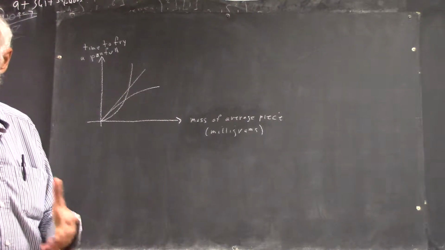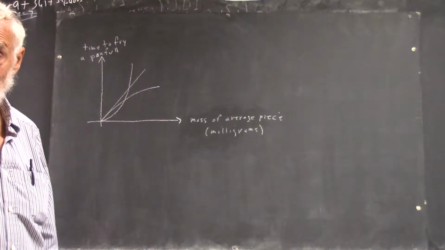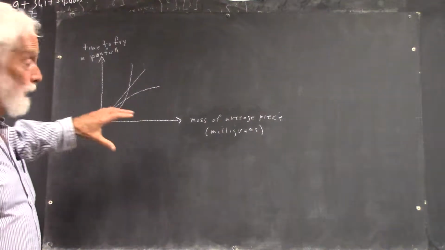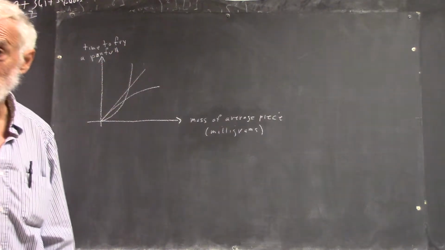Okay, so good intuition. You understand that it's going to take longer if the pieces on the average are bigger. Okay? And that's all I was really looking for. We're not going to get into the details of why it might be concave up or concave down or straight. Okay?